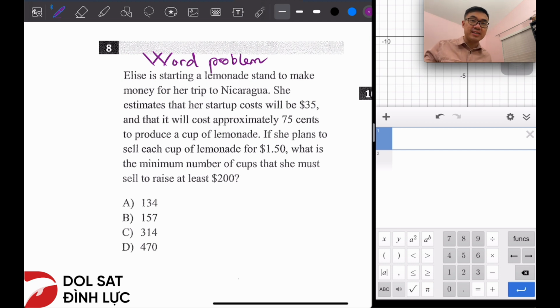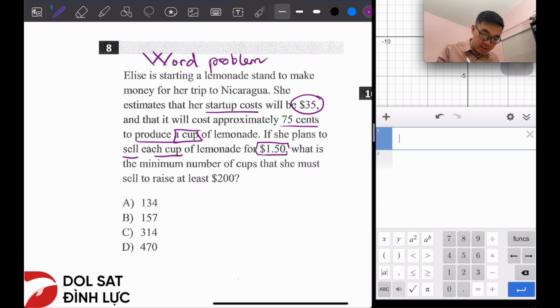In order to know which type of word problem it is, we'll have to read the question a little bit. So let's start reading. Elise is starting a lemonade stand to make money for her trip to Nicaragua. She estimates that her startup costs will be $35 and that it will cost approximately 75 cents to produce a cup of lemonade. If she plans to sell each cup of lemonade for $1.5, so one cup sells for $1.5, what is the minimum number of cups that she must sell to raise at least $200?